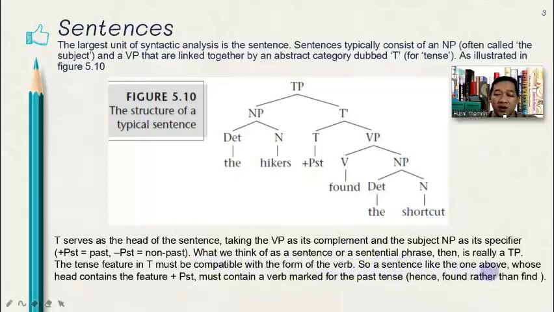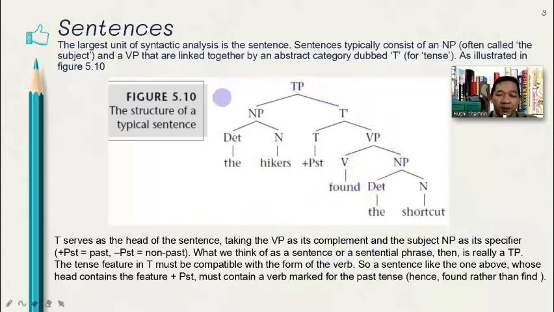A sentence like the one above, whose head contains the feature past tense, must contain a verb marked for the past tense, hence found rather than find. This is the head here, a past tense, which means the verb found. If it is non-past tense, it means the verb one, verb one, find, not found.